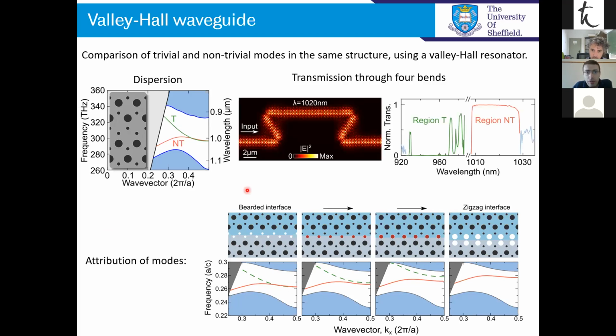And this is also supported by what happens if we look at the transmission through a series of bends. This is one of the advantages of these sorts of structures, the robustness against bends. And what we see here is if we send in a broadband pulse in simulation, in the non-trivial region we have a transmission that approaches unity, whereas in the trivial region we see a very spectrally dependent transmission, and it is rarely close to unity.